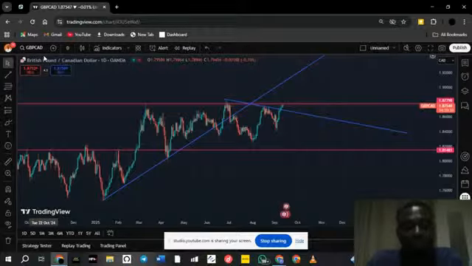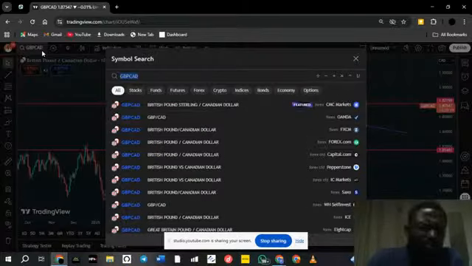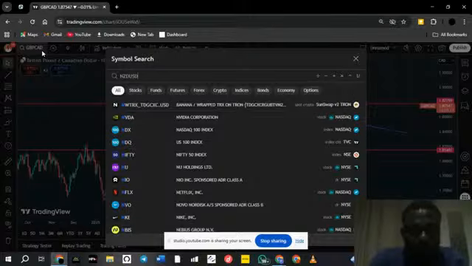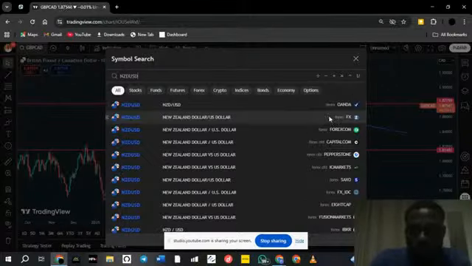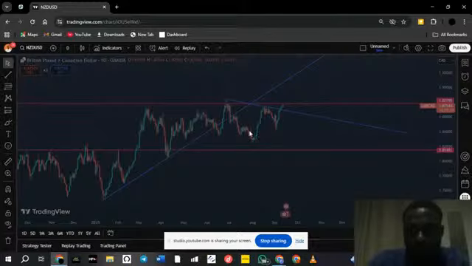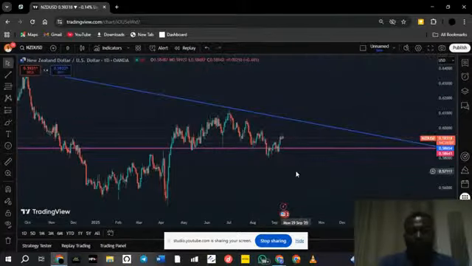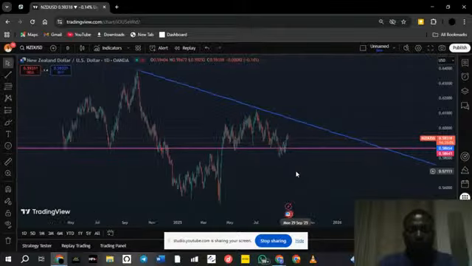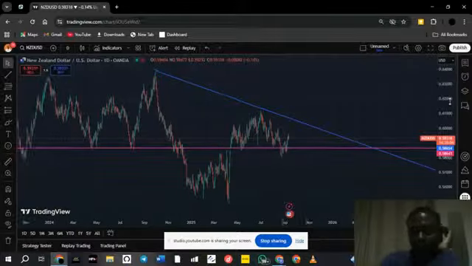One of the pairs on our radar is GBP CAD. We are already done with EUR USD. The trades are running. Then GBP CAD, we are watching the market like a hawk. Then let's take a look at NZD USD. I think we did NZD USD.